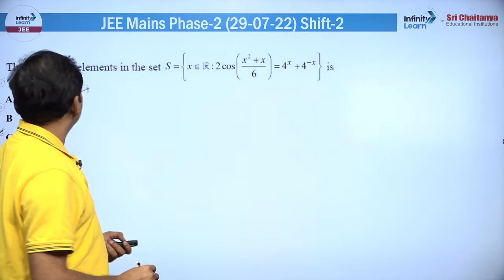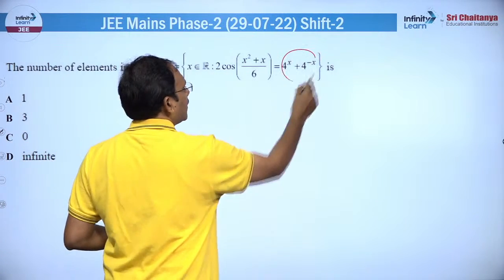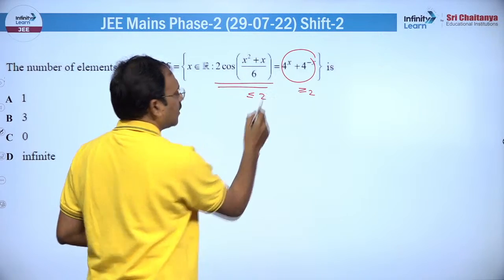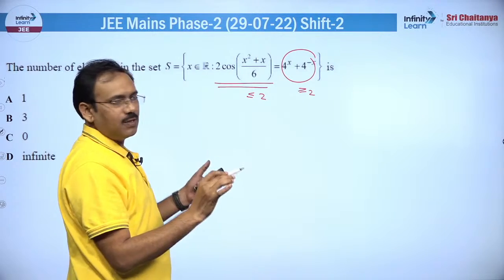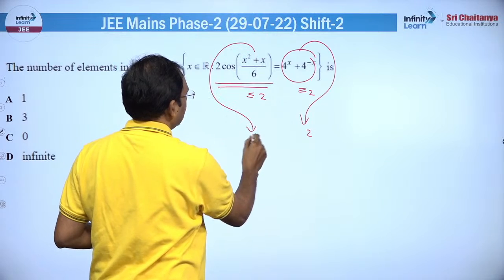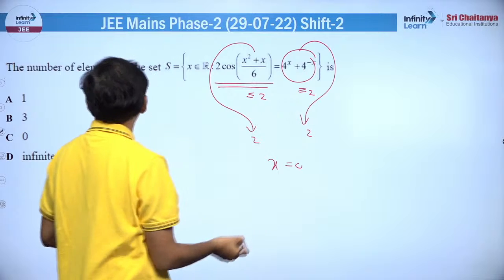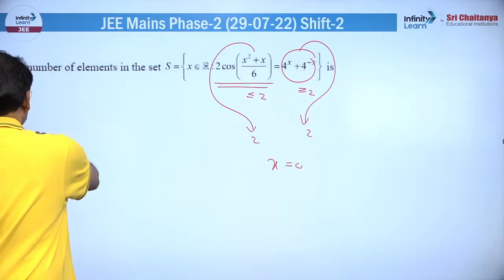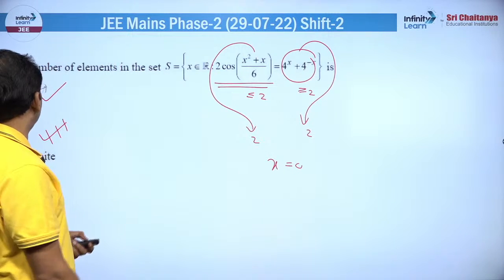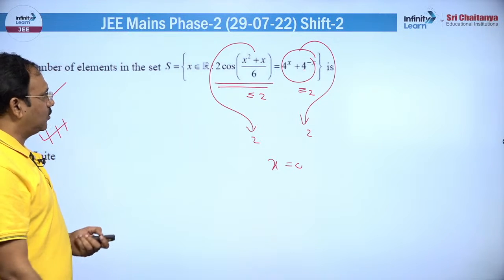Next, my dear friends, you see the number of elements in this set. It is very clear, this is always greater than or equal to 2, and 2 cos of something is always less than or equal to 2. This is possible only when this value is exactly 2 and this value is exactly 2, right. That means x must be 0, my dear friends, then only it is possible. The number of elements in the set is 1. He is asking for the number of elements, there will be one and only one element, that is 0. So, your option must be A, not C, do remember.